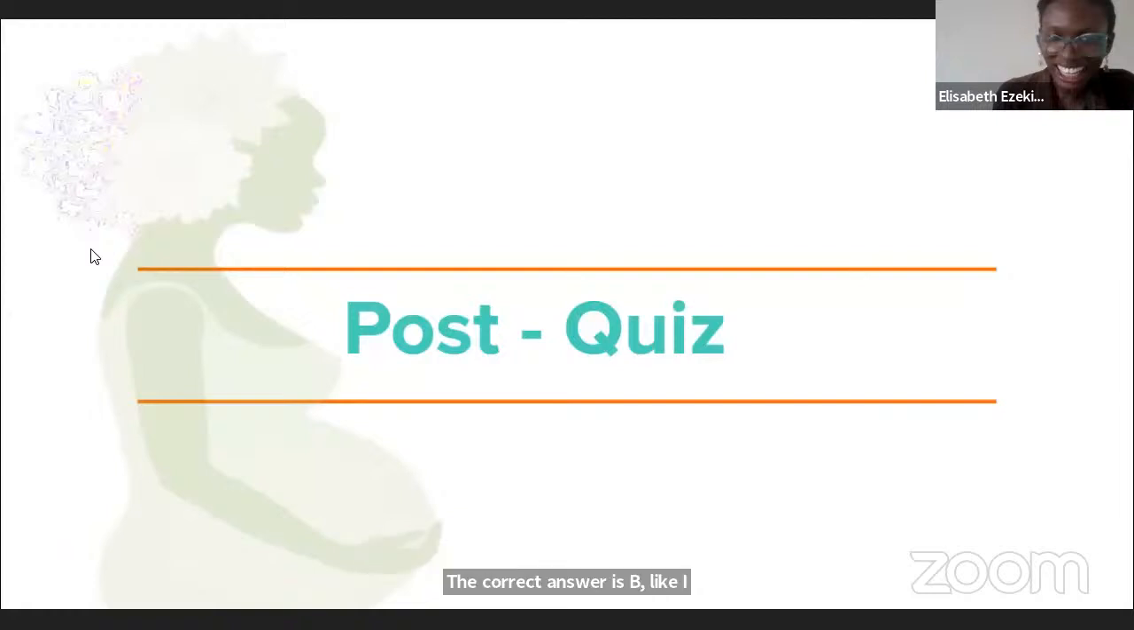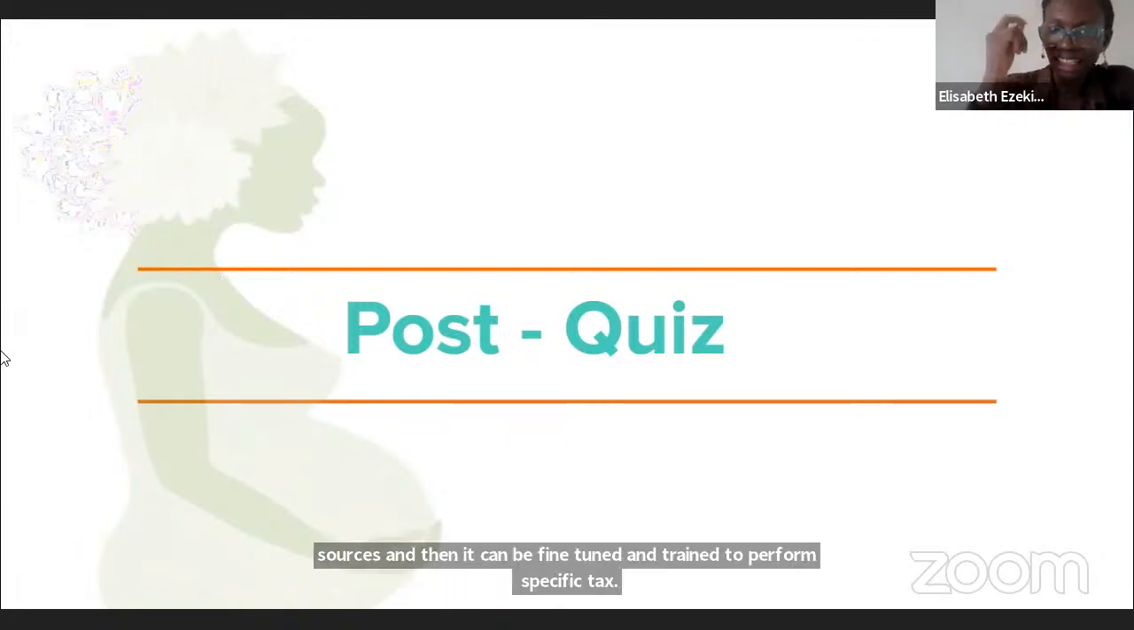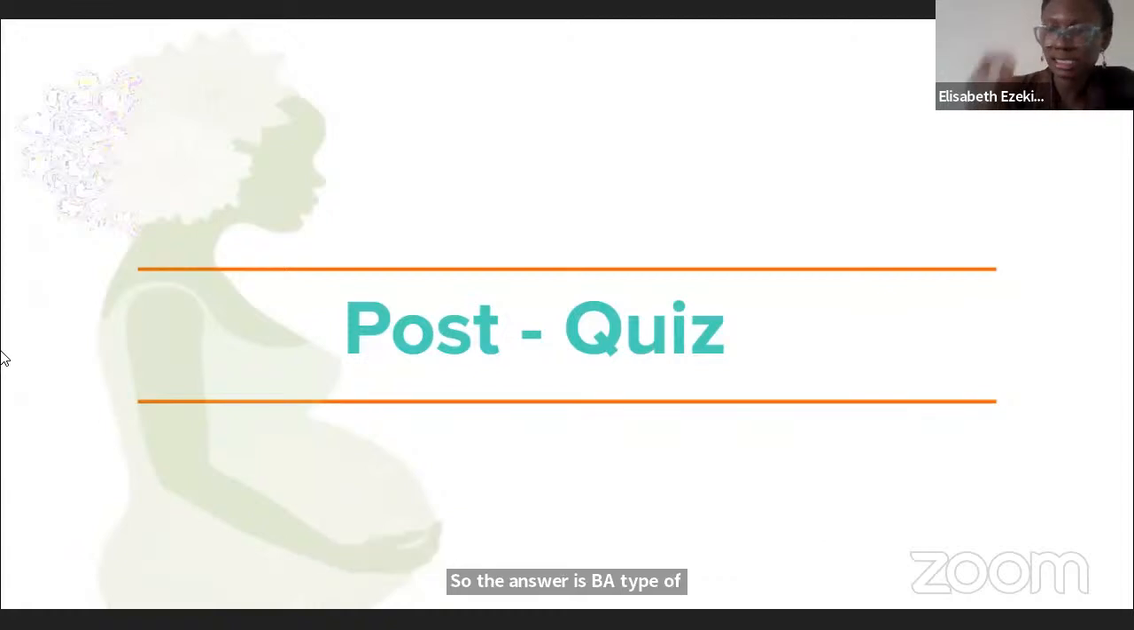Like I mentioned, large language models have the capability to be exposed to large training data sets, data sources, and then they can be fine-tuned and trained to perform specific tasks. So the answer is B, a type of neural network that is designed to understand and generate human-like text by being trained on vast amounts of text data.